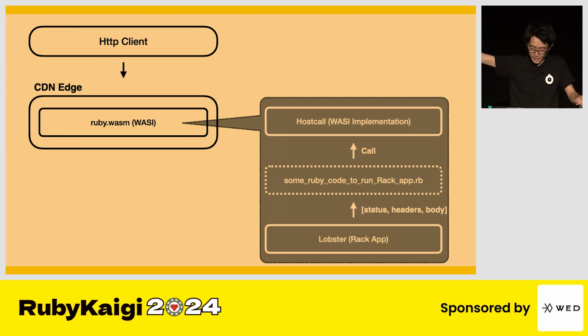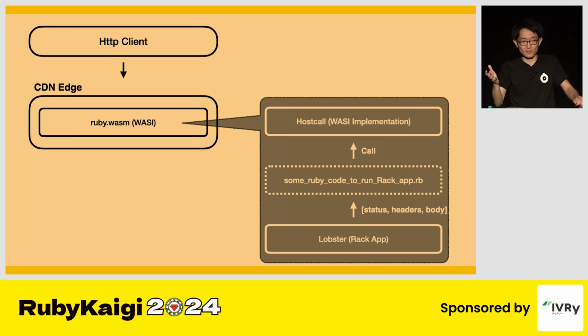I wanted to run my RAC application, and then I need some adapter in between the WASM implementation host call and the RAC application. Then I need something that behaves like a RAC server side. And if I could create that thing, then I thought I could make my RAC application work on the CDN edge network. So that's the basic idea.